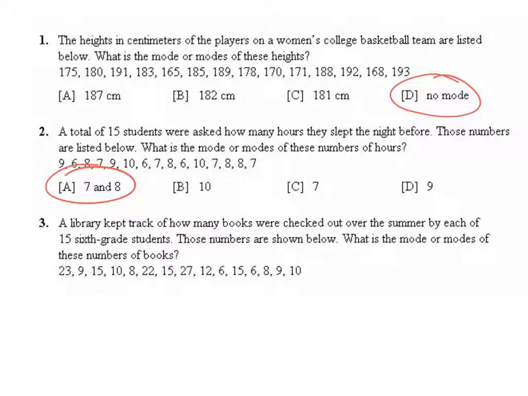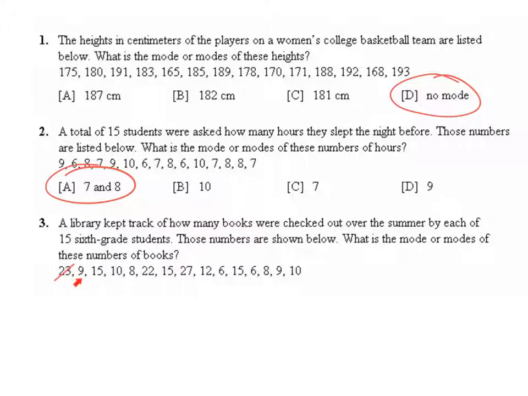Question 3, a library kept track of how many books were checked out over the summer by each of 15 6th grade students. Those numbers are shown below. What is the mode or modes of these number of books? I'm going to again make a list of the amount of students who checked out each number of books, and I'm just going to do this in an organized fashion. 23, I only see that one student who checked out 23 books. I'm going to just go ahead and mark that off.